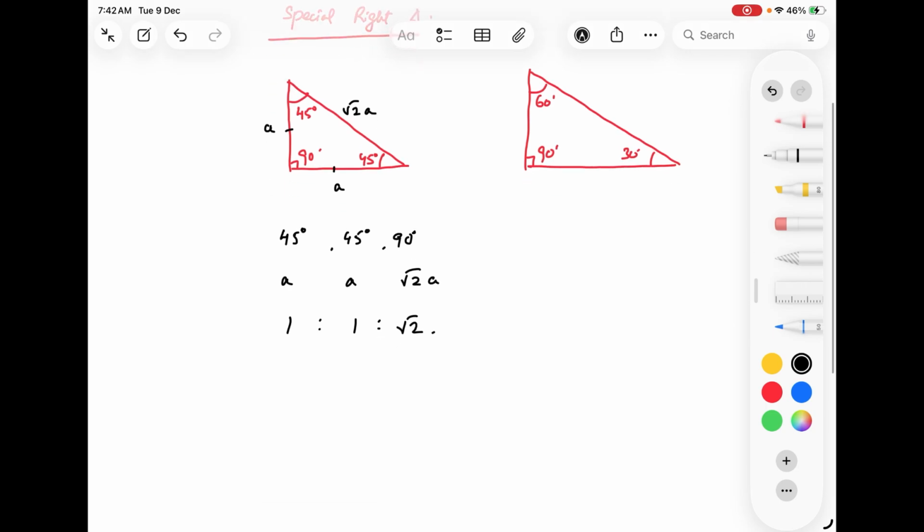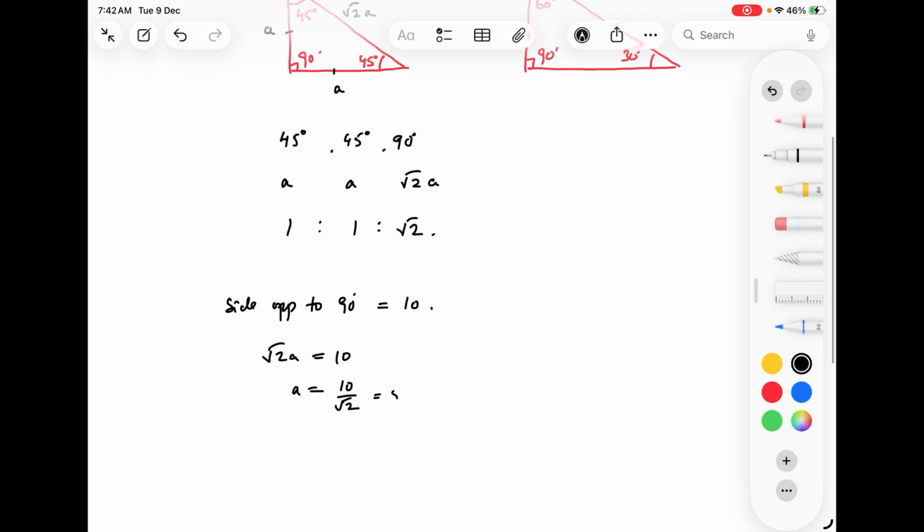Okay, and how do we use this? If it is given that the hypotenuse, the side opposite to the 90 degree, is 10, then what are the two other sides? What is the equal side basically? Then we say that root 2A is equal to 10. So A equals 10 by root 2, right? So this gives me 5 root 2.